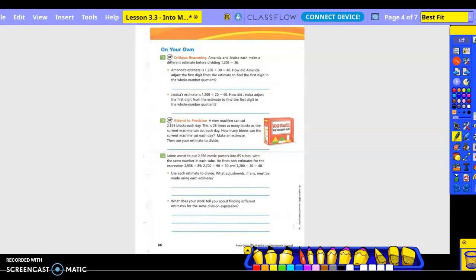Amanda's estimate is 1,200 divided by 30 equals 40. How did Amanda adjust the first digit from the estimate to find the first digit in the whole number quotient? So if we put 1,305 divided by 26, so 26 doesn't go in 1, doesn't go in 13. How many times would it go in 130? So 26 is about what? 25, right? How many times does 25 go into 100? 4. And could you add one more? 5. Okay, so let's try it. So 0, carry the 3. Does that get us exactly? And then 5 doesn't go in there. Minus 0. So our answer should be 50, remainder 5, right?